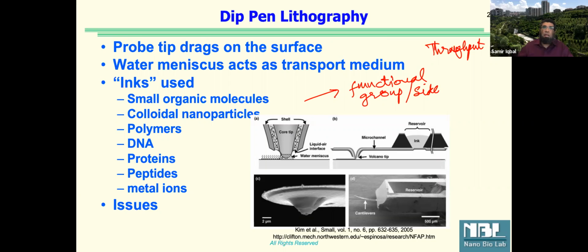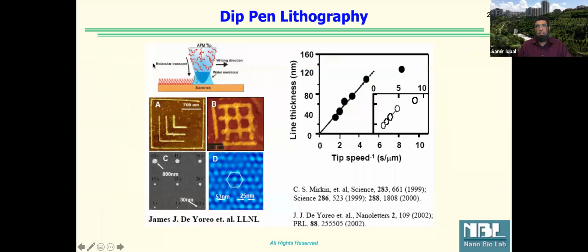So they have made holes next to the tip. They have made double layer tips so the molecules, your ink, can keep on flowing continuously. And they have shown things with many, many different materials. Again, throughput is the challenge.